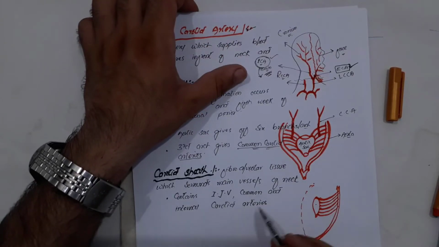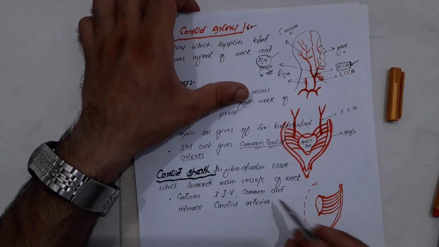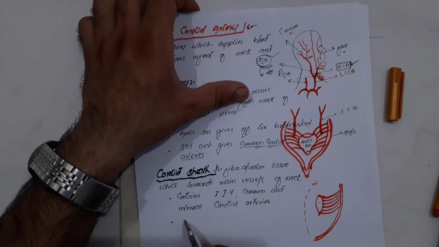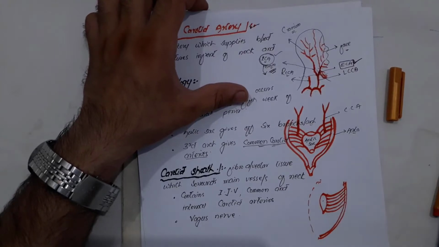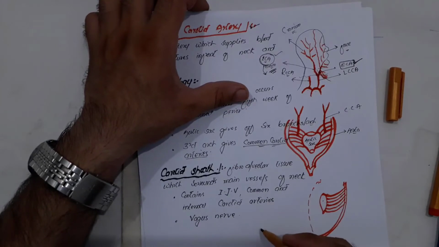Okay, common and internal carotid arteries and vagus nerve also. Vagus nerve. Now let me make its diagram here. For example, if this is the carotid sheath, right? It is a fibroalveolar tissue.